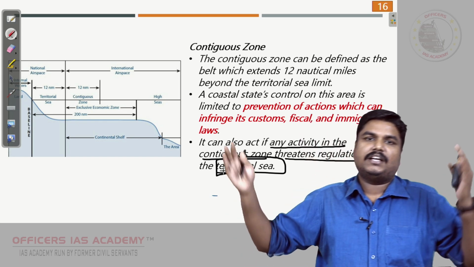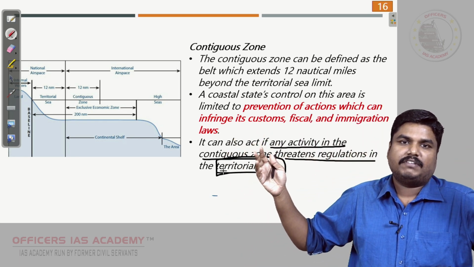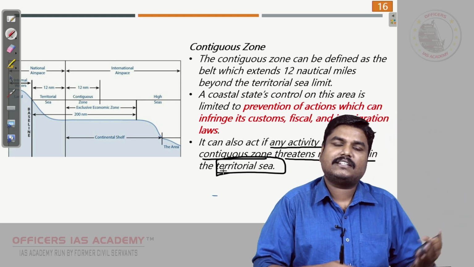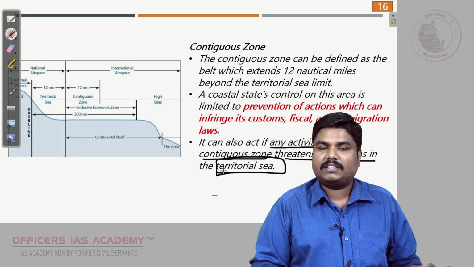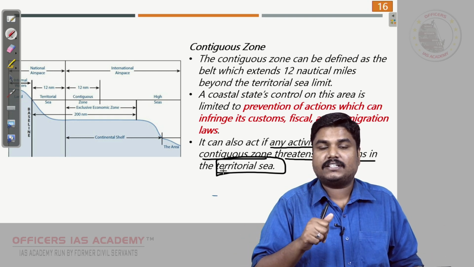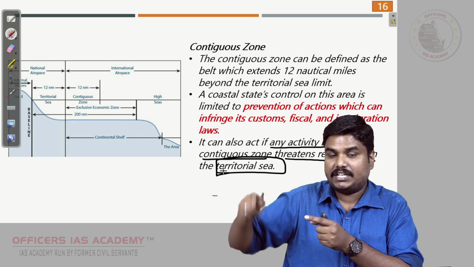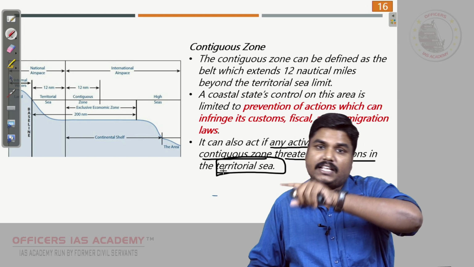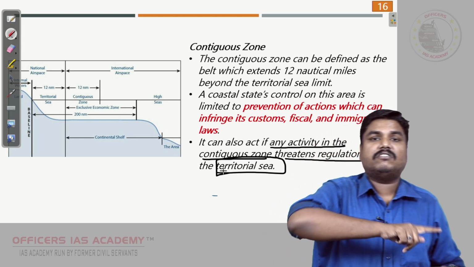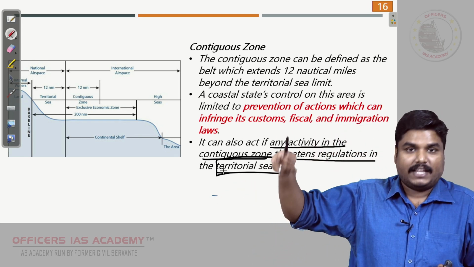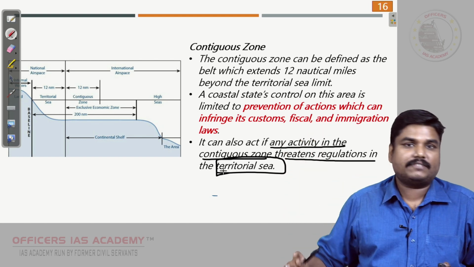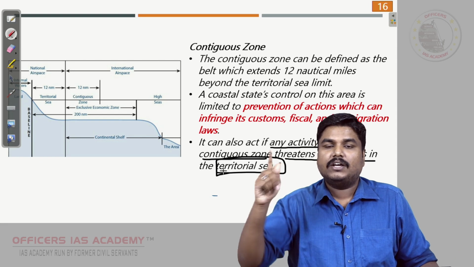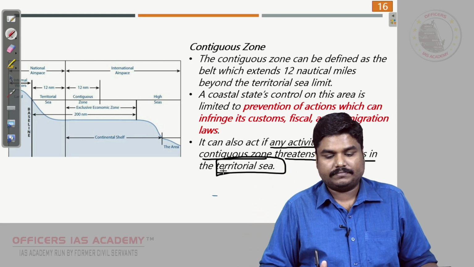Imagine a ship with so many weapons which is trying to threaten something. In territorial waters we have our harbors, etc. If some activity in the contiguous zone is threatening the activity in territorial waters, the Indian government can go and act. They can take action in the contiguous zone as well. But apart from that, we don't have any sovereignty over the contiguous zone.